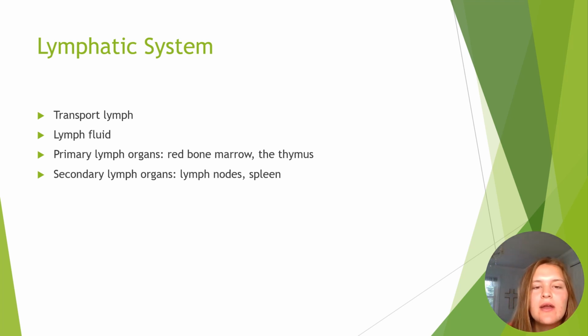So this is like the route of return of extracellular fluid to the circulatory system, drain-off system for inflammation and surveillance of foreign materials. So you have your primary lymph organs. This is your red bone marrow and the thymus. The primary lymph organs are where immune cells are born and grow. Your secondary lymph organs are your lymph nodes and spleen. This is where the immune cells eventually carry out their functions.